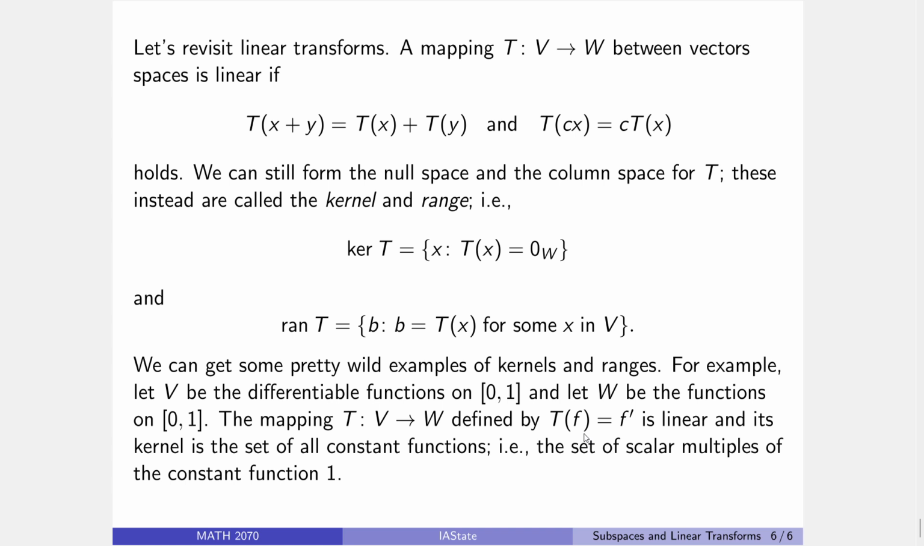So what is the kernel then of this mapping? What are the functions so the derivative is 0? Well, we know that means you have to be a constant function. So the kernel of this mapping is the collection of all scalar multiples of the constant function 1. So it's the span of that set. Oh, look at that. Pretty cool.